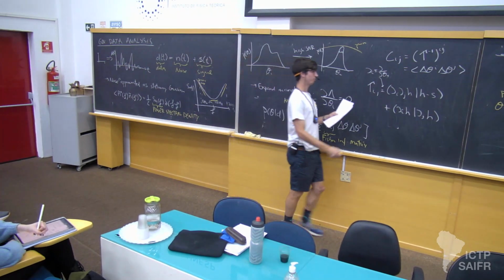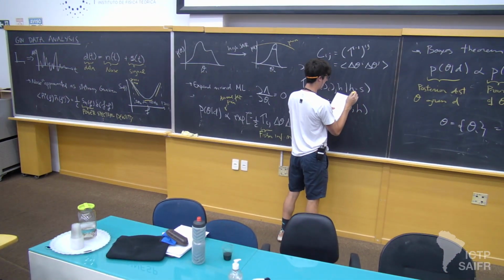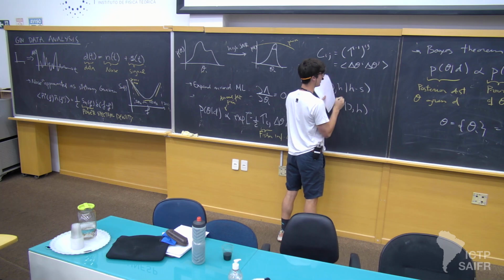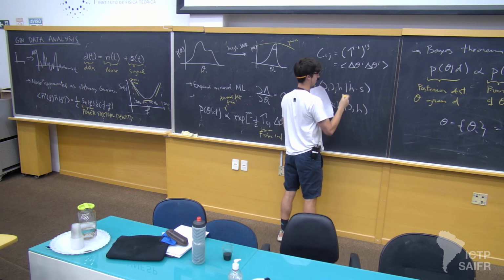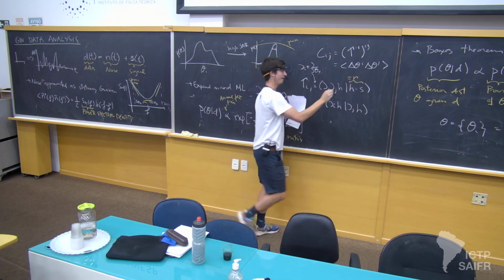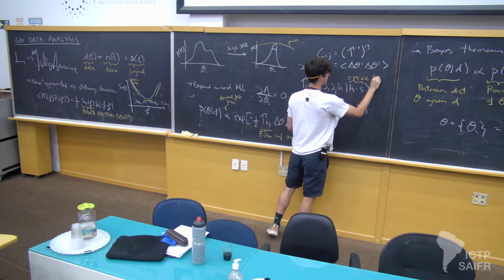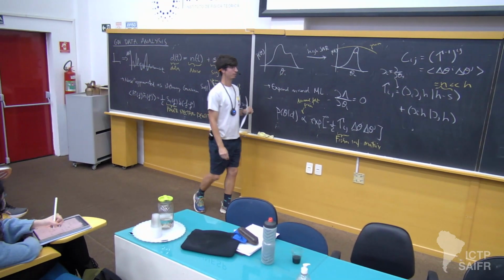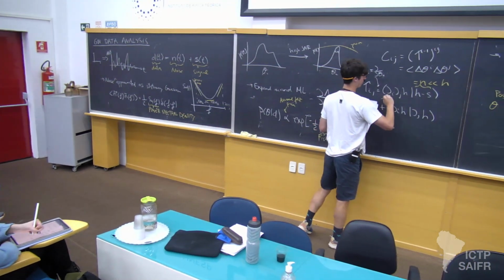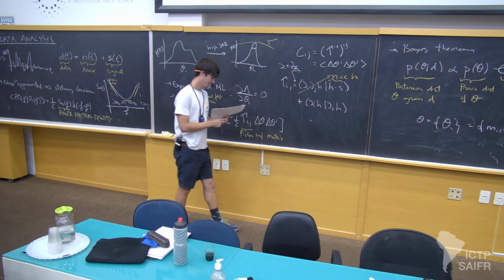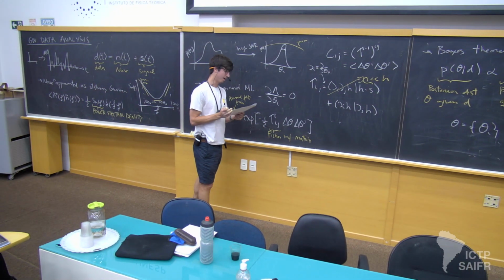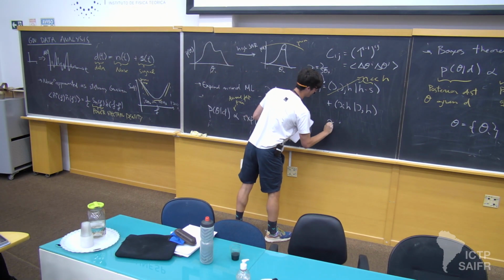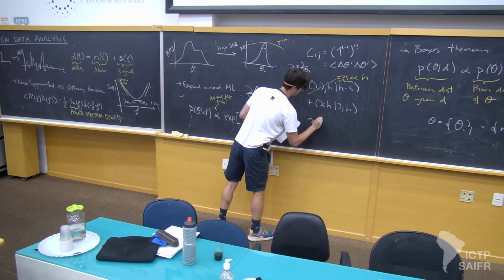But then what you can notice is that in the limit of high signal to noise ratio, this term here is proportional to the noise, n, which is going to be much smaller than the signal. So actually, to compute the Fisher matrices, you can approximate this by the second term only.